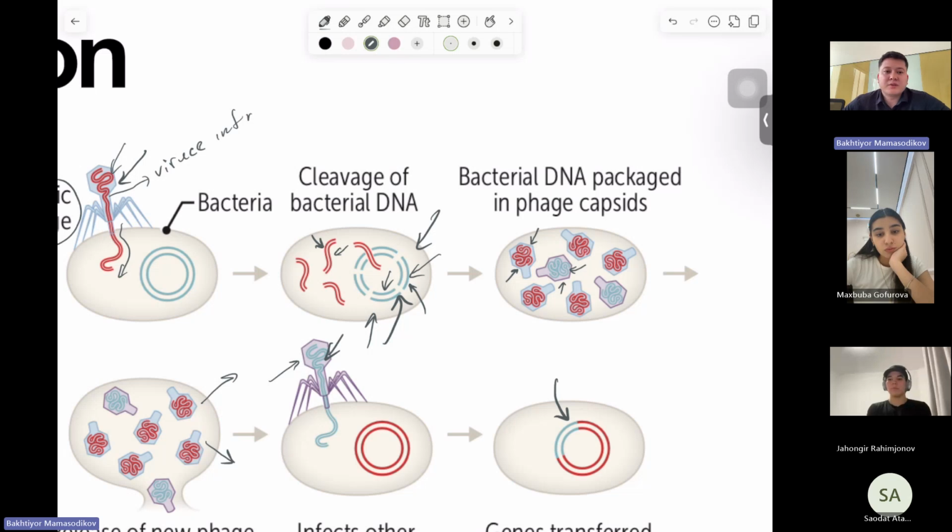This is how it works. This is how this generalized transduction happens. For example, in a real-life example, a phage infects Salmonella. You know Salmonella? This is Salmonella. It's a bacteria found in foods. Some foods stay for a long time. When you consume them, you will get Salmonella, diarrhea, and a GI infection. Okay, this is Salmonella.